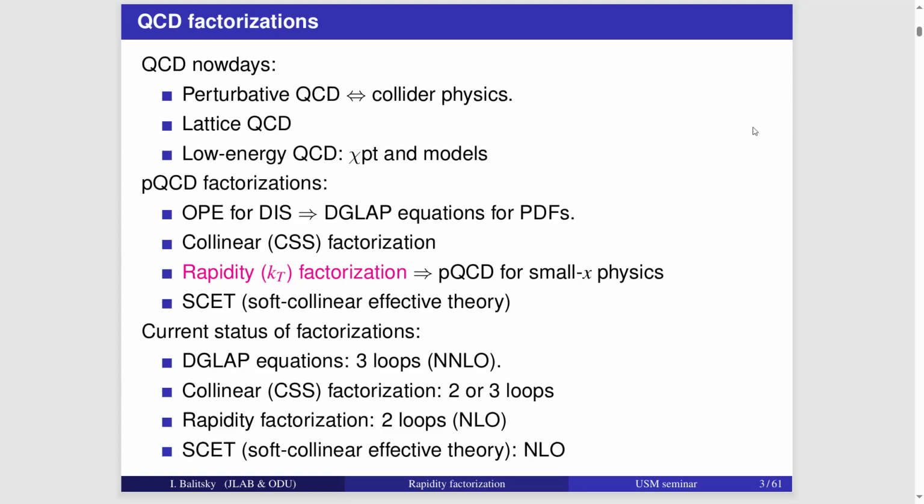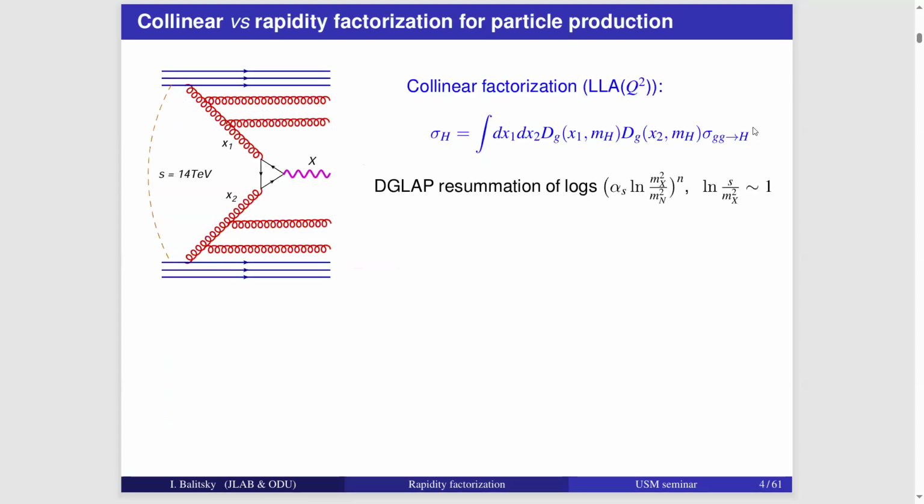Okay, current status of this factorization. The DGLAP equation, 3 loops, and analog. Collinear factorization, 2 loops, sometimes they brag about 3 loops. Rapidity factorization, 2 loops, analog and sketch. I'm not an expert, but I haven't seen an analog yet. Maybe I'm missing something.